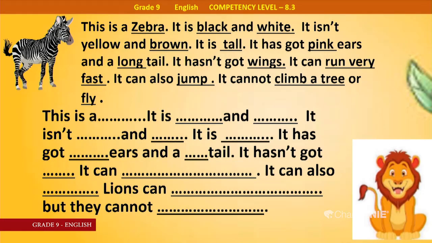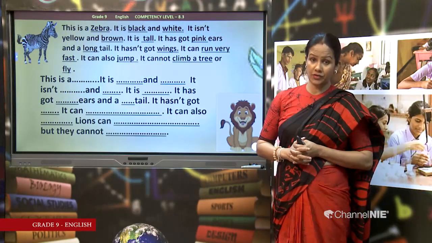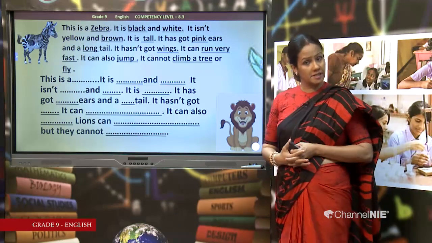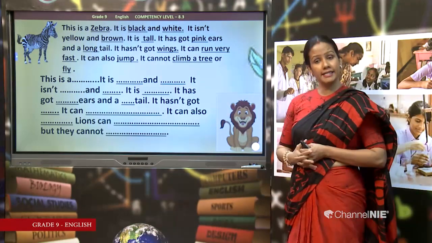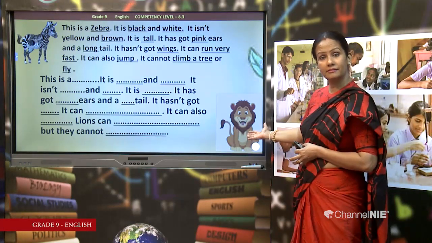So, we are talking about what a zebra can do and what a zebra cannot do. Remember, in this description, we are learning the negative form of a sentence as well. Negative form, how to use not. By now, as you all are grade 9 students, I know you have an understanding of this structure. With the help of the structure of the zebra, shall we complete this given paragraph of, what is this animal? Any guesses?